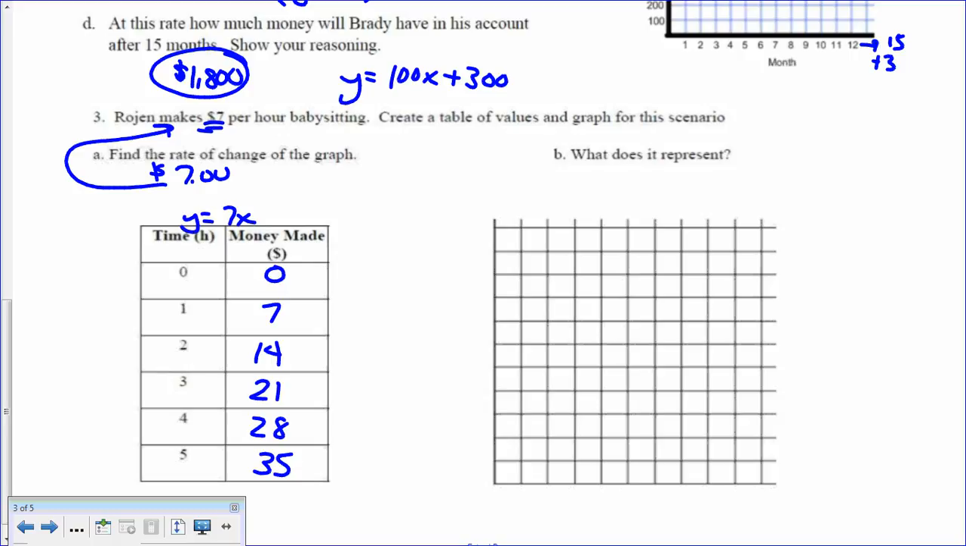So again, what does this mean in our situation? All right, for every hour that he babysits, he earns $7.